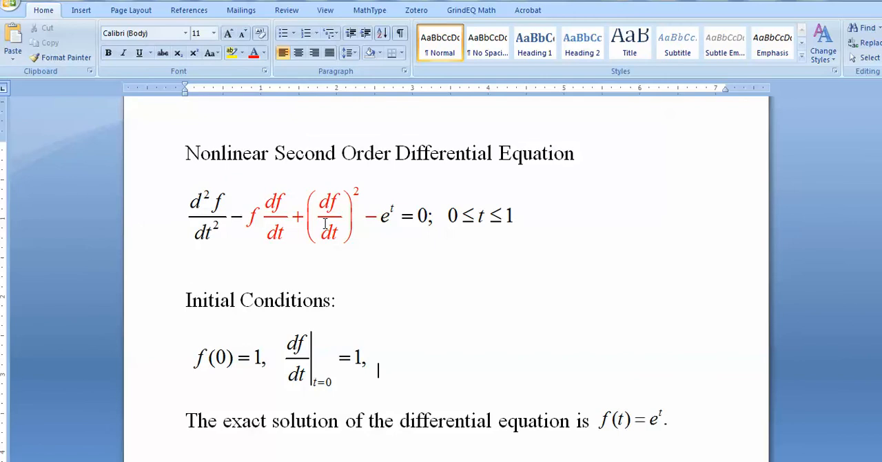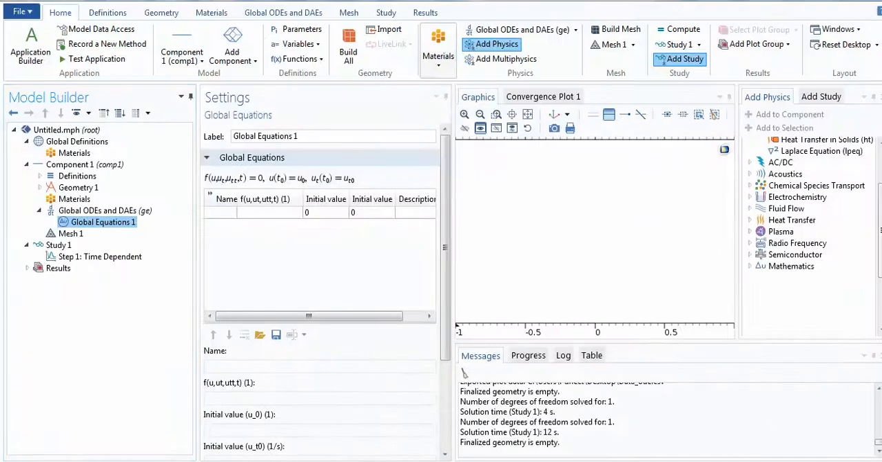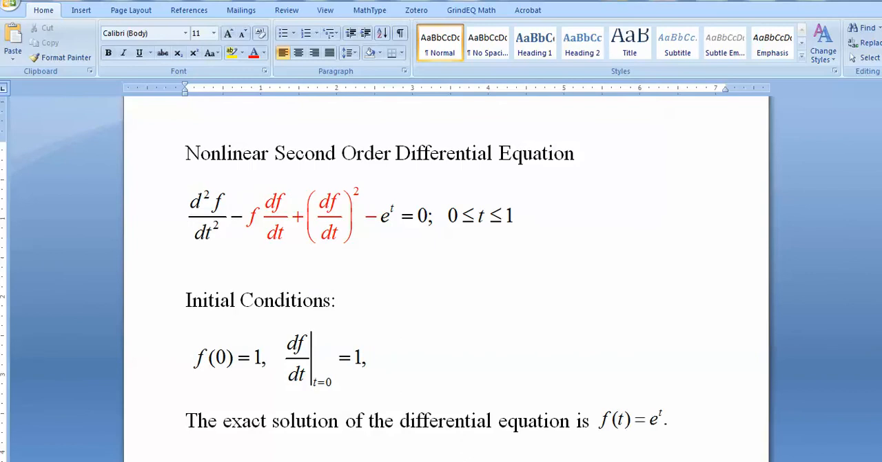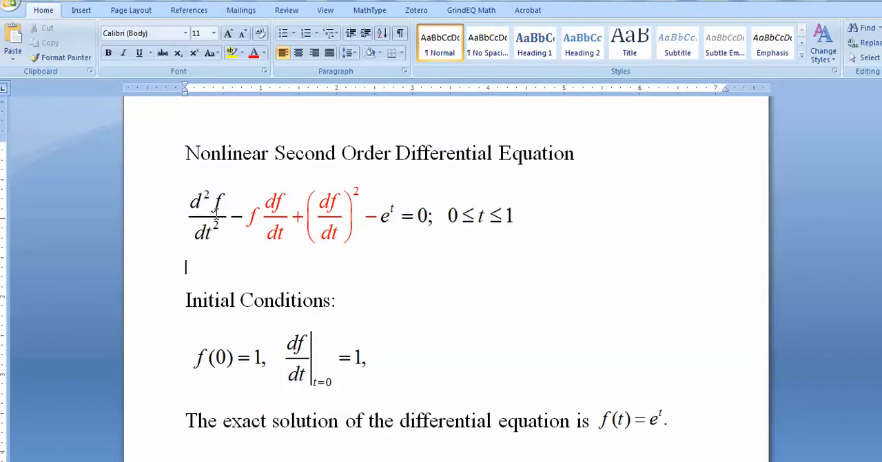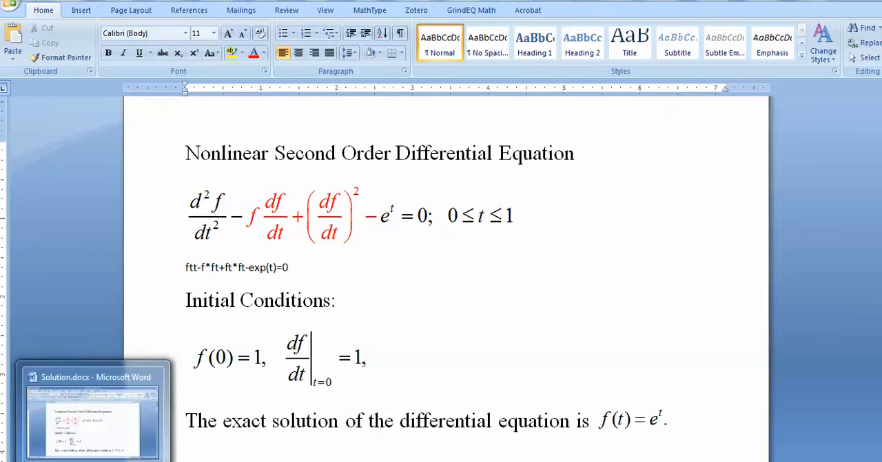Since you have to write the equation with everything on the left side and put it equal to 0, this red color is actually the nonlinearity. So you can solve even a nonlinear problem in Comsol, and I'm just going to include the equation in Comsol. In order to write the second order derivative, you write f_tt if the variable is u, so since you are using the variable f, you write it here as f. The equation is ftt minus f multiplied by ft plus ft into ft, or you can put the cap, minus exponential of t, and put it equal to 0. The model should be written in such a way.